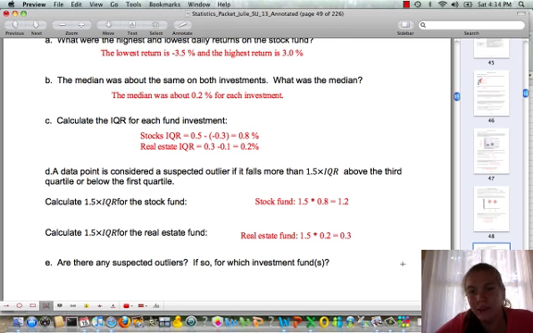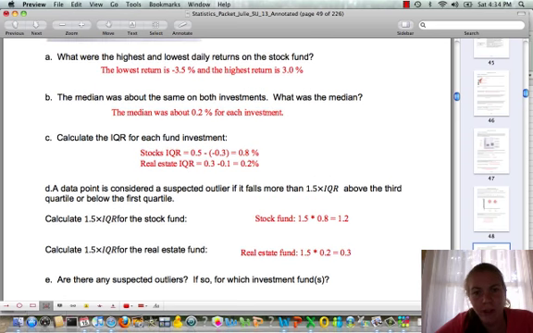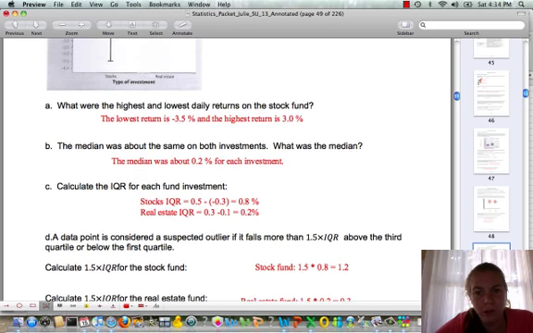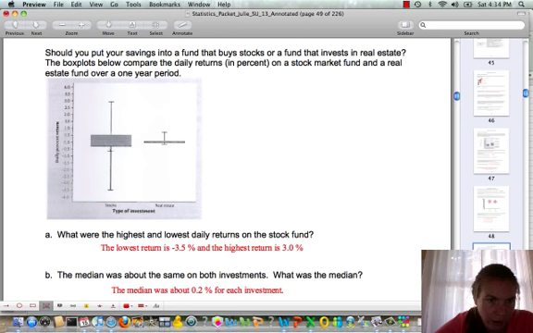So let's go look at stock funds. Is there anything below 1.2% of the first quartile? So the first quartile we said is right here at 0.3. And it definitely looks like if we come all the way down that the stock fund goes more than 1.2% down. So the stock fund has lower outliers.